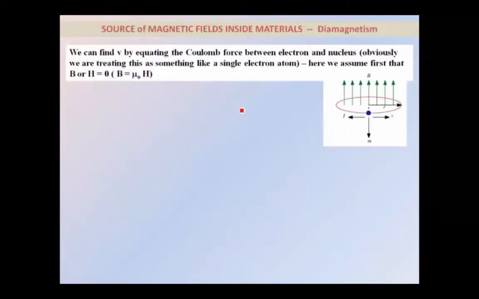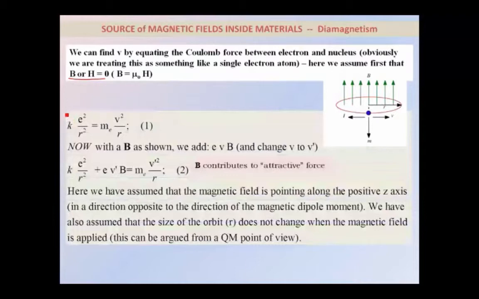If we can find v by using Coulomb's law, this would be treating a single electron orbiting around a nucleus. We can assume then that the initial condition is that we have zero magnetic field. So B or H is zero, which for a linear system, if one is zero, so is the other. This is the resulting equation here, for B equals 0. So we have the Coulomb force equaling the centripetal force. Just to be careful, m sub e is the mass of the electron and not a magnetic moment.